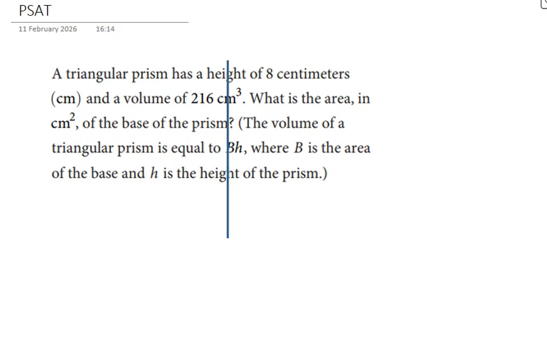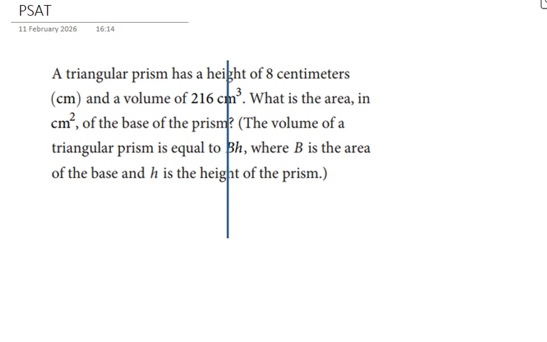A triangular prism has a height of 8 centimeters and a volume of 216 cubic centimeters. What is the area in square centimeters of the base of the prism? The volume of a triangular prism is equal to BH, where B is the area of the base and H is the height of the prism.